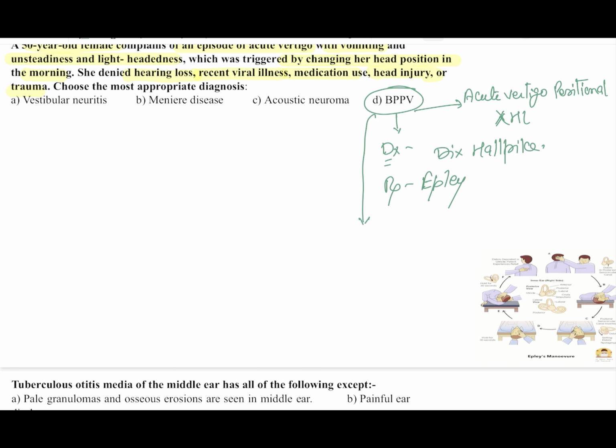BPPV is because of dislodged otoconia which are floating in the semicircular canals. Because of their movements, the patient is having vertigo. And whenever they have given that there is no history of hearing loss, no viral illness, no medication, no head injury, nothing, only vertigo with positional changes, then it is surely BPPV, benign paroxysmal positional vertigo.